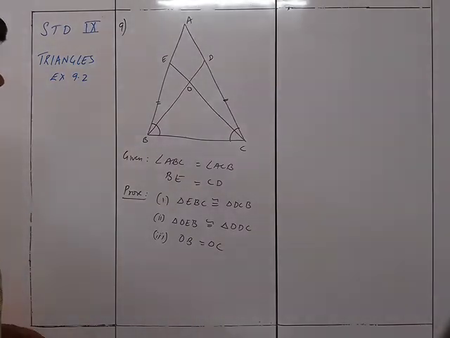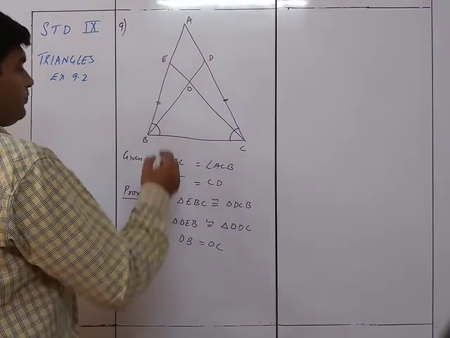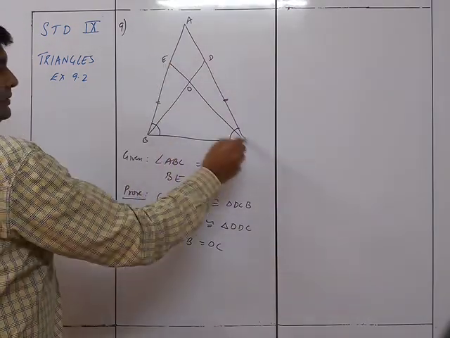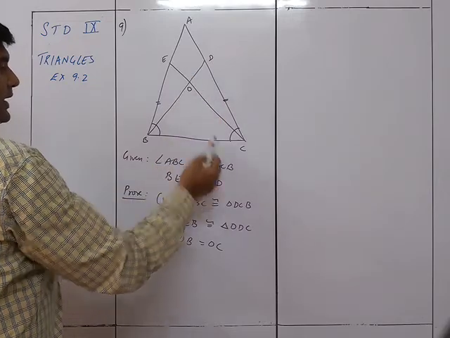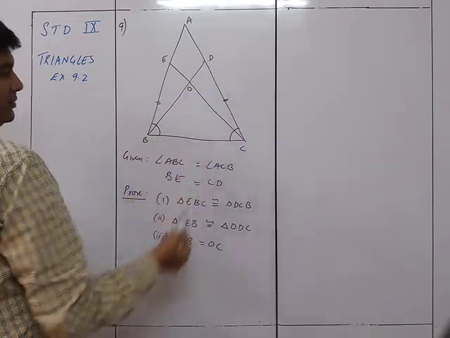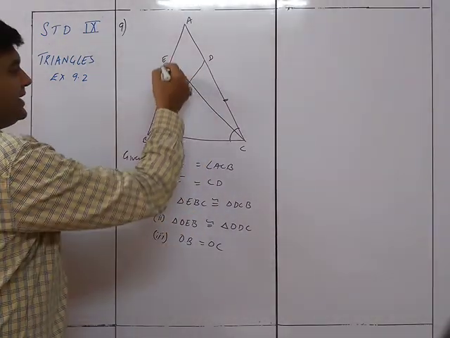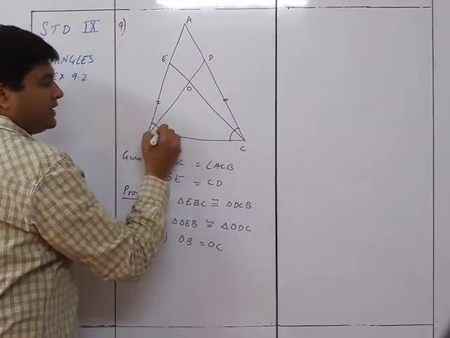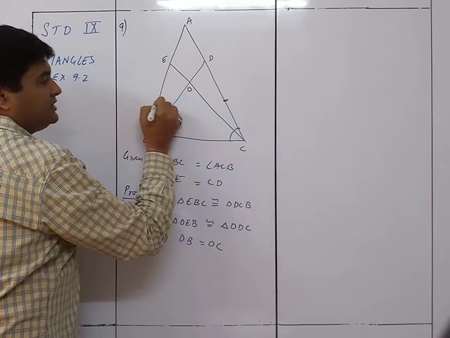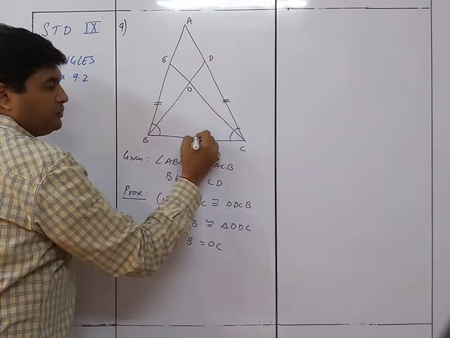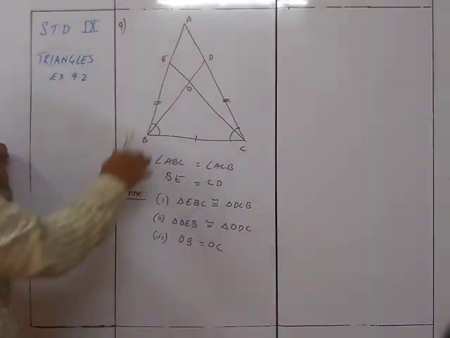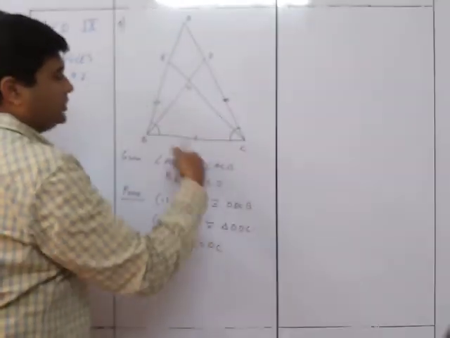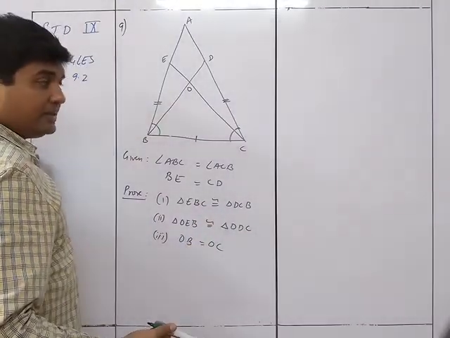Let's see the figure first and see what we are to prove. EBC, yeah, this triangle, and DCB, this triangle. This is very easy. You can see that BE and DC are given equal. This angle is given equal to this angle. This becomes the common side. So by SAS test, the two triangles will be congruent. Let's write it down.